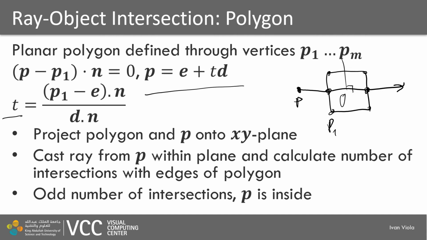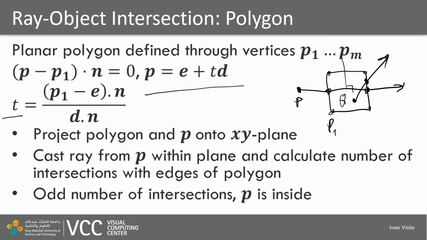If we have another point Q, which is inside, and we cast a ray, then the number of intersections with the polygon will be odd. So we will have just one intersection in one direction, and that means that our point is inside the polygon.